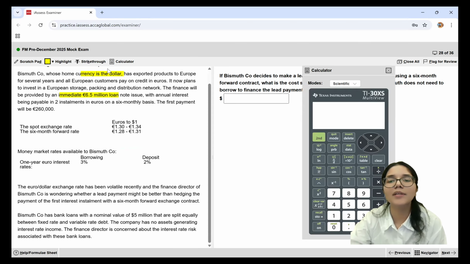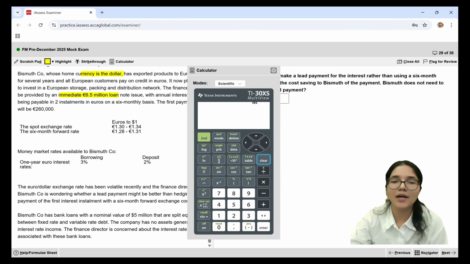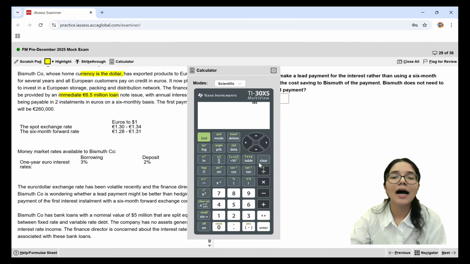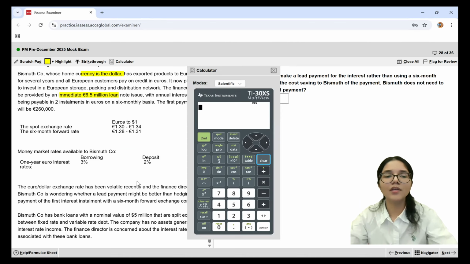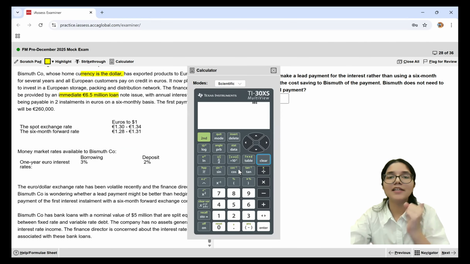Now let's see the difference between both of the payments that we are making. If I wait until 6 months and then get my dollars converted into 260,000 euros, how much would I have to pay? Six months later, these are the rates which will be applicable. Whenever you're converting from one currency to another, you have to decide two things. Firstly, will you multiply or divide? And secondly, which of the two rates will you be taking?